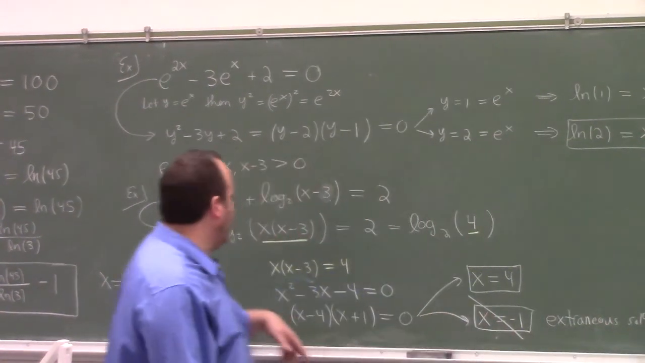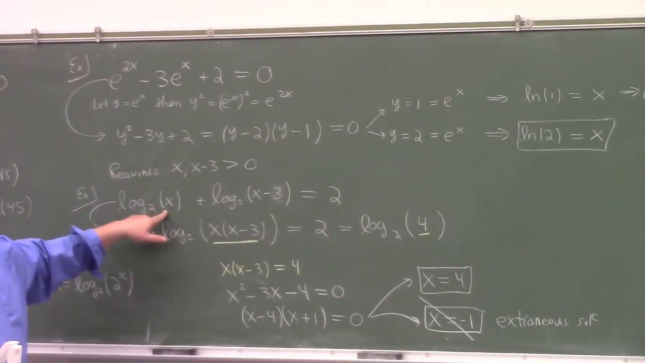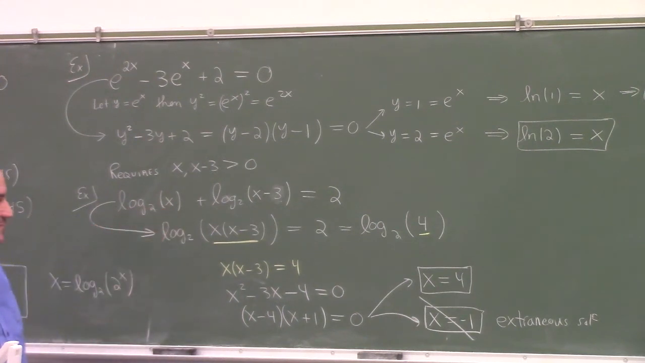You can try plugging that back in. You get log base 2 of minus 1. Es no bueno. Not allowed. So x equals 4 is the solution here, just that one. In contrast, up here, they're both fine. So is there one solution? Is there two solutions? Is there no solutions?